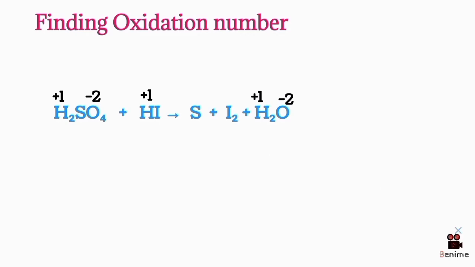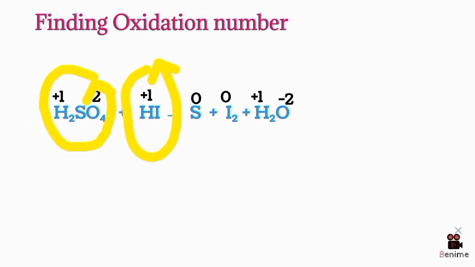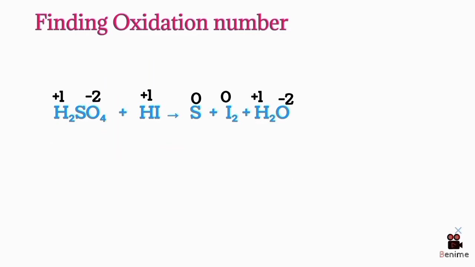According to the rules, the oxidation number of any element in its free elemental state is 0. So, we assign oxidation number 0 to I2, and sulfur on the product side. However, the oxidation number of sulfur in H2SO4 and iodine in HI are unknown. So now, let us find them. First, let us find the oxidation number of sulfur in H2SO4.